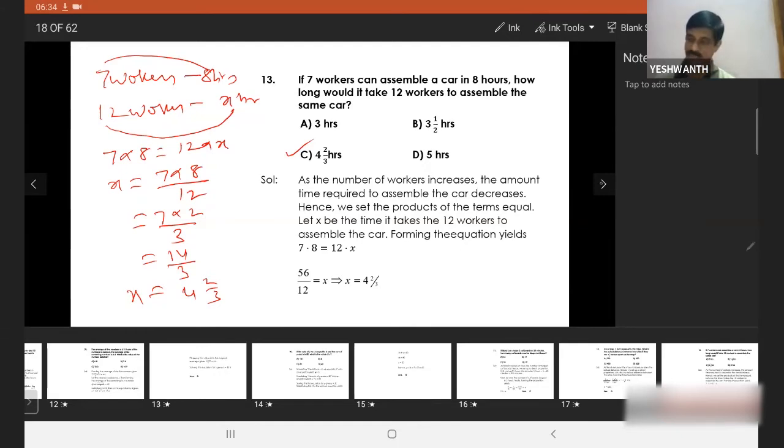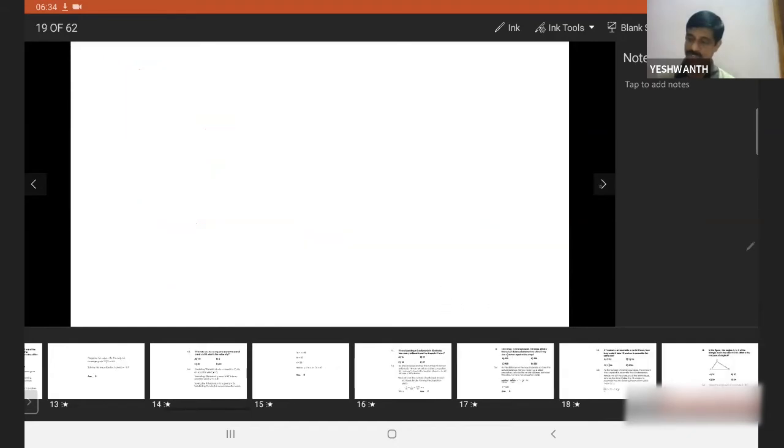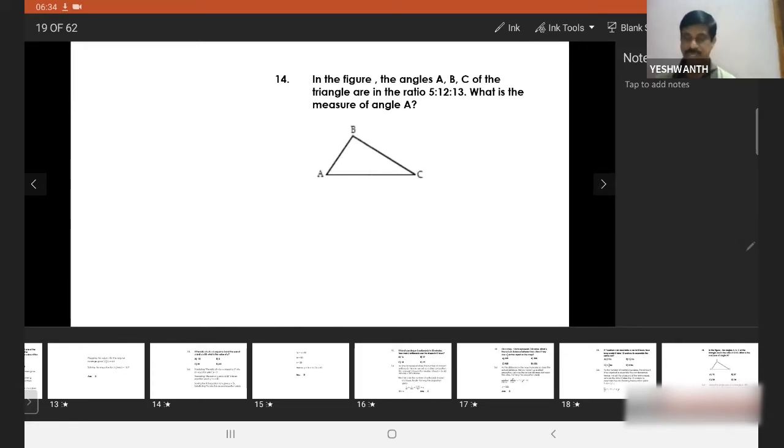So let us move to the next question. In the figure, the angles A, B, C of the triangle are in the ratio 5:12:13. So let us take the figure. What is the measure of angle A?